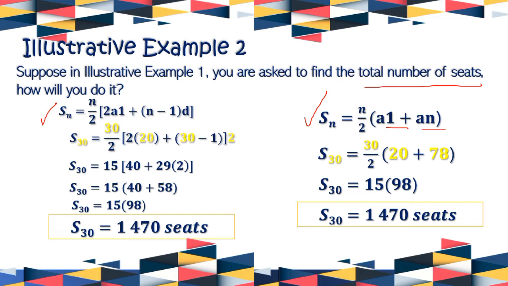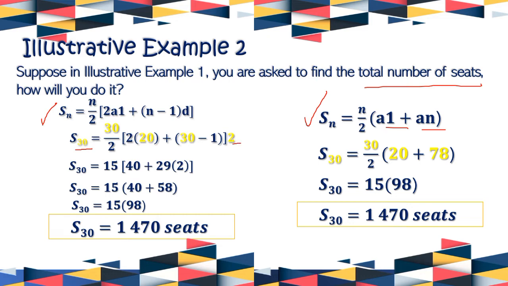So, substitute the given. Ang hinahanap natin is the sum of the 30th term. So, lahat. Mula sa first term hanggang sa 30th term. The first row hanggang sa 30th row. So, ang n natin is 30 divided by 2, then times 2 times the first term natin which is 20, plus 30, which is the n, minus 1 times 2, which is the common difference. Simplify po natin.